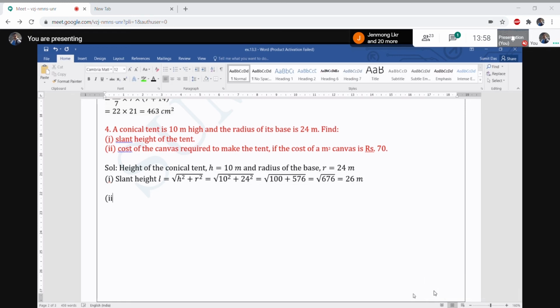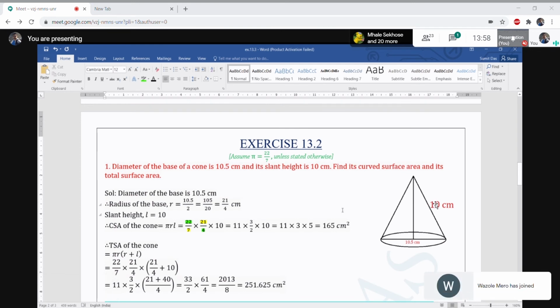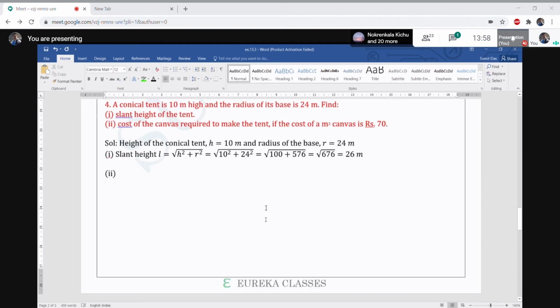Now we have to find the cost of canvas required to make the tent. Now if you know, a tent is made over a base, I mean sorry, over a plane, right? So in a tent only the curved surface area is needed. We don't have to find total surface area, we have to find the curved surface area. So we have to find CSA of the tent.